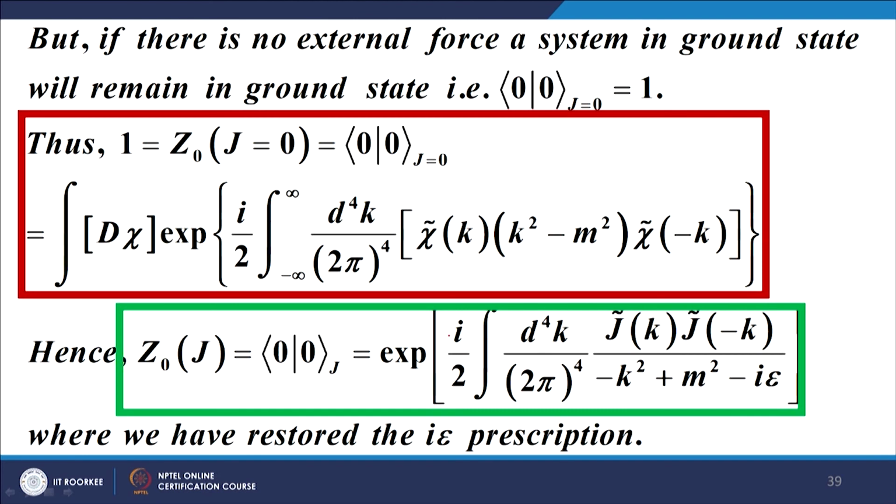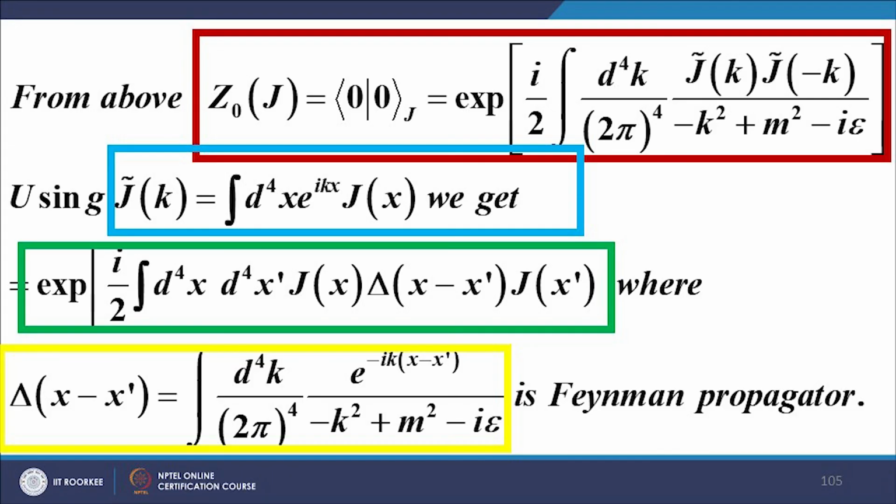And finally, we shift back to our original coordinates, the position space coordinates, and we can write the generating function in terms of the expression which is given in the green box, where delta(x minus x dash) is known as the Feynman propagator, and it has the expression which is given in the yellow box.